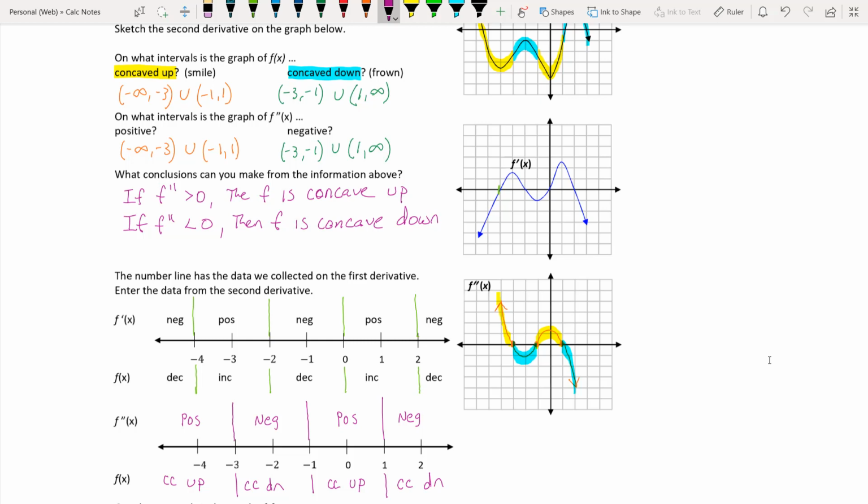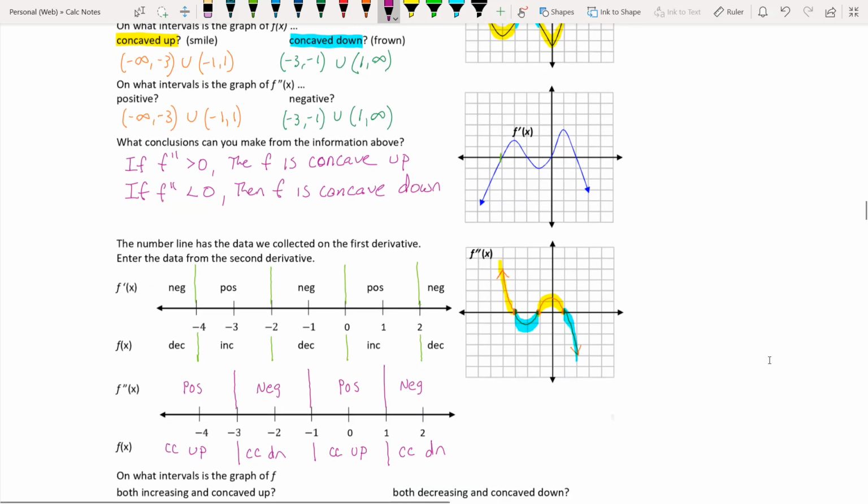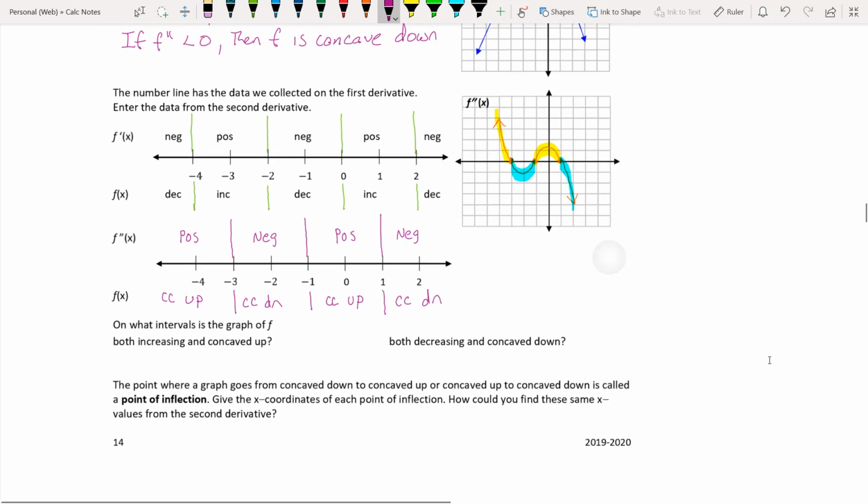Okay, so those intervals go hand in hand, just like the derivative and the first function. Wherever the derivative is negative, the first function is decreasing. And the same thing, where my second derivative is negative, my function is concave down. Okay? So, using the data from our little number line tables up here, on what intervals is the graph of f both increasing and concave up?